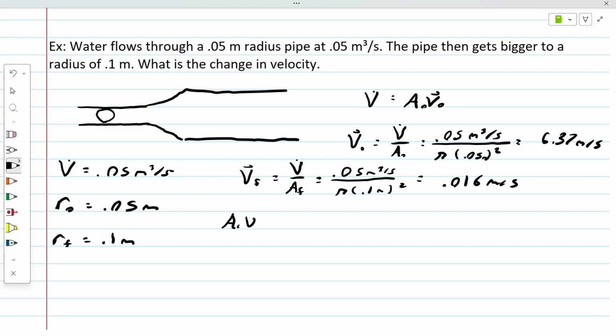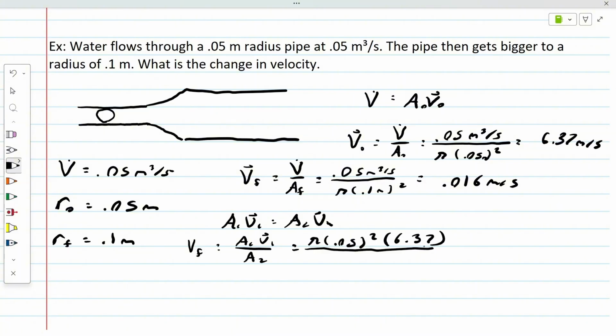And so if we were to do it the other way, we also know that if we have area 1 velocity 1 equals area 2 velocity 2, we could have found this velocity final by doing area 1 velocity 1 over the area 2. If we plug those in, we would have pi times the initial radius, which is 0.05 squared, times this velocity of 6.37, which we found, over the 0.1 radius squared times pi. These pi's cancel, and if we plug it in, we will also get 0.016 meters per second. So we could do it using this equation or using this constant flow rate.